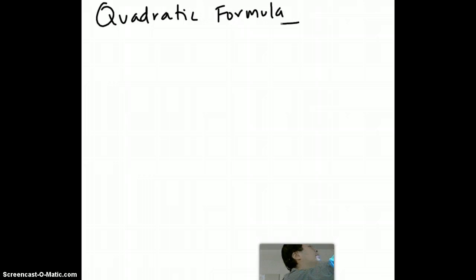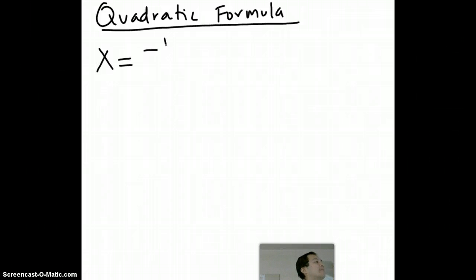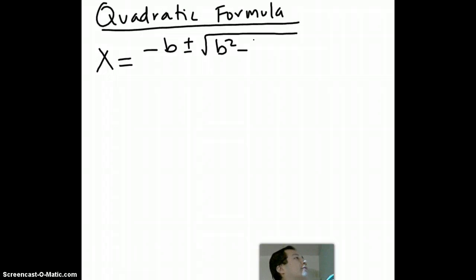And a lot of you guys remember this. If you guys don't know where it comes from, just solving a general function with ax squared plus bx plus c equals 0 and then solving it. If you don't remember doing that from Algebra 1, ask me during class and I'll show you how to do that. But basically, quadratic formula looks like this. X equals negative b plus or minus square root of b squared minus 4ac divided by 2a.